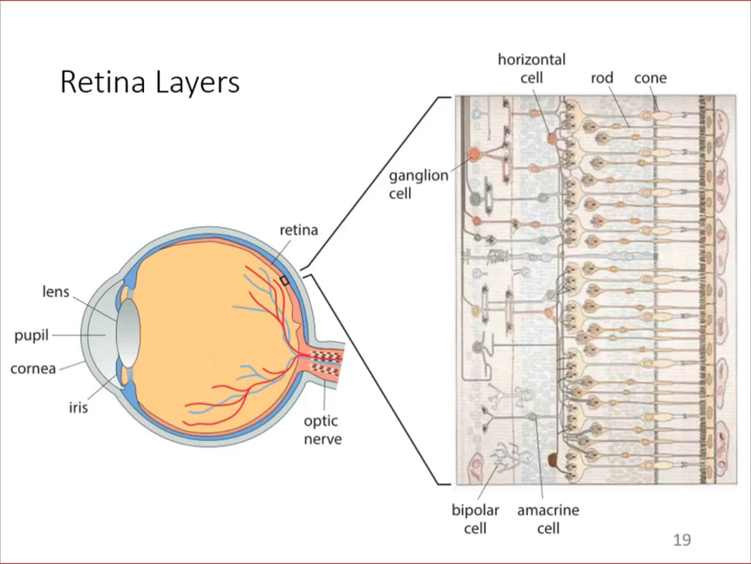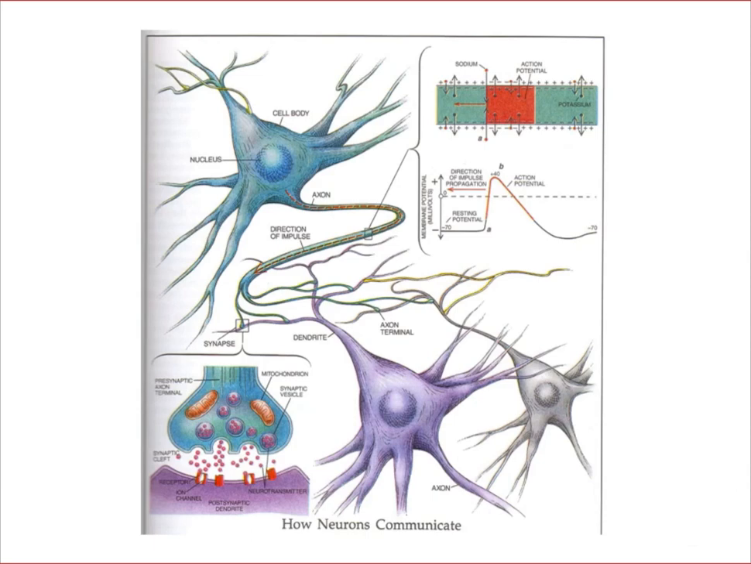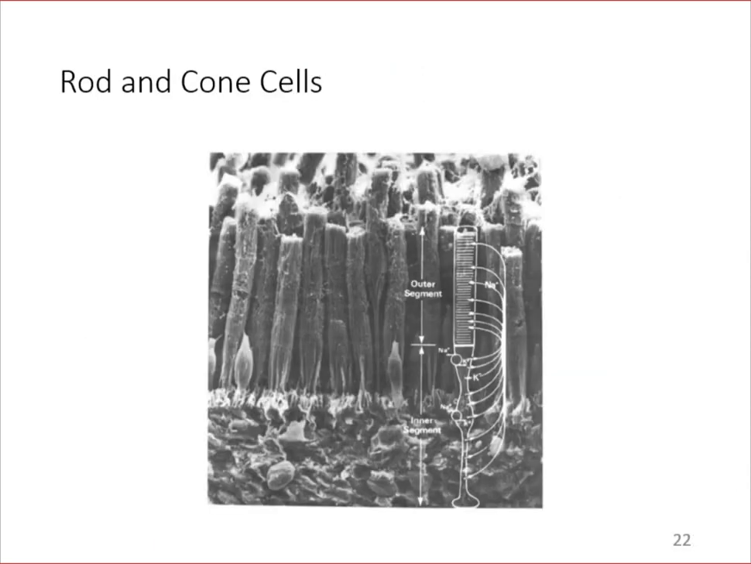What I want to say is, there are several types of nerve cells on the retina. For us, the most important ones are the rod cell and the cone cell. They are called rod and cone because of their look. Okay, this is their look. We enlarge the region.